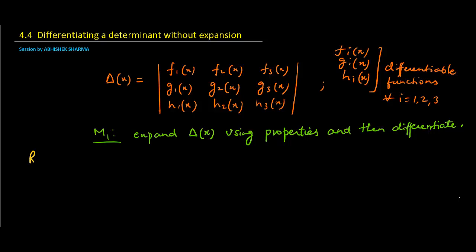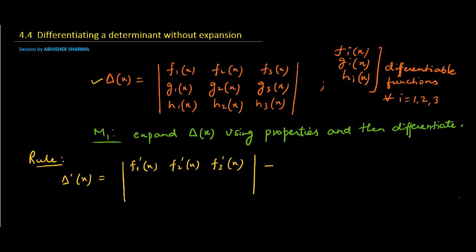So the rule of differentiation without expansion is, suppose you have to differentiate this determinant delta, then the value of the differentiation of the determinant will be equal to, the rule is you first differentiate the first row. So you get f1 dash x, f2 dash x, f3 dash x. First, the differentiation of the first row, plus the next determinant, in which we differentiate the second row of the determinant.